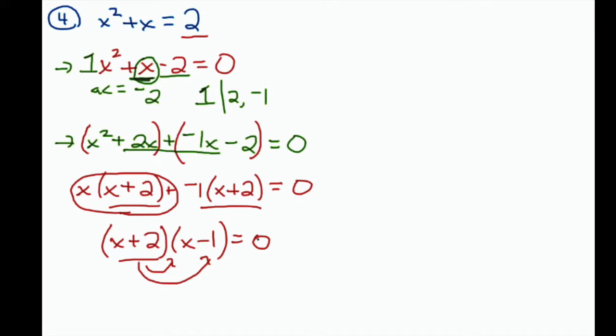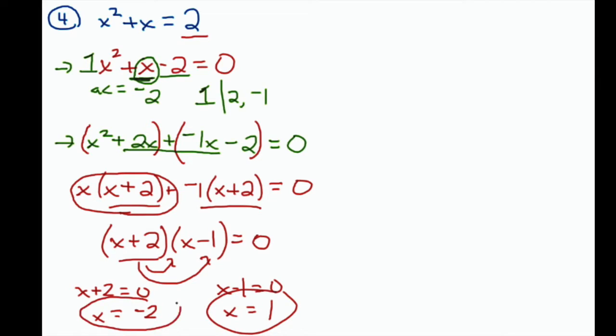Now since we have two factors here, we can set each of them equal to 0. So we're going to have x plus 2 equals 0 and x minus 1 equals 0. For this one, I'm going to subtract 2 from both sides, so x is equal to negative 2. Here I'm going to add 1 to the other side, and x is equal to 1. So I have my two answers right here: x is equal to 1, and x is equal to negative 2.